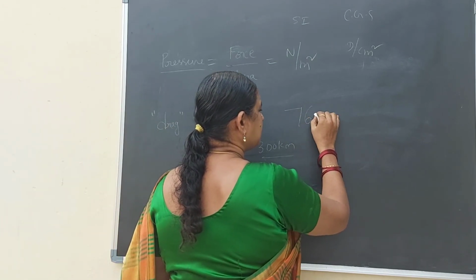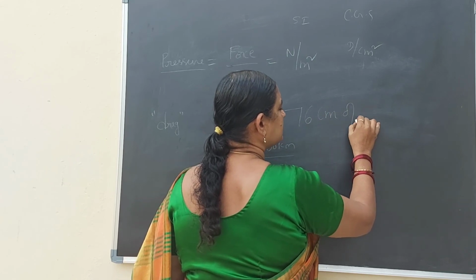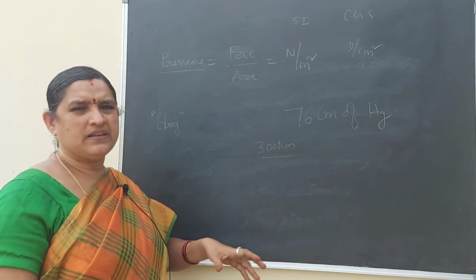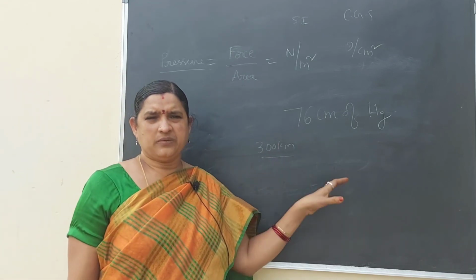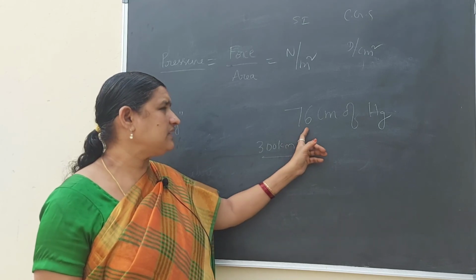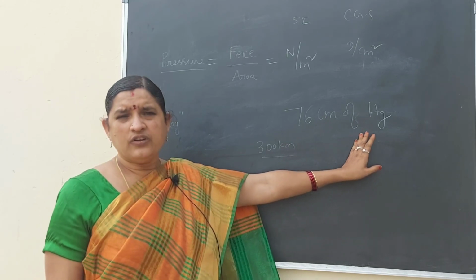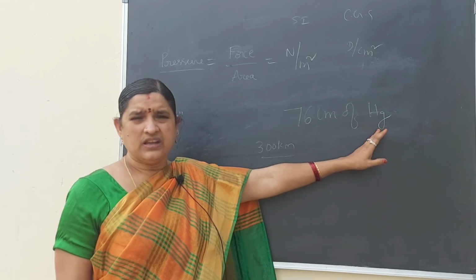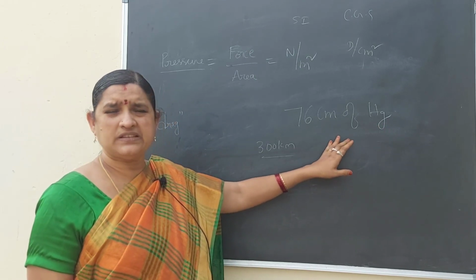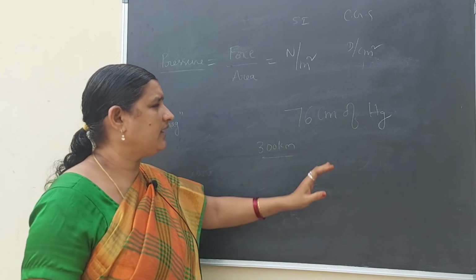That is 76 centimeters length of Hg. By using a mercury barometer, we can measure the atmospheric pressure. A normal atmospheric pressure is 76 centimeters height of Hg. Hg means mercury. The length of the mercury column gives you the atmospheric pressure at that particular area.